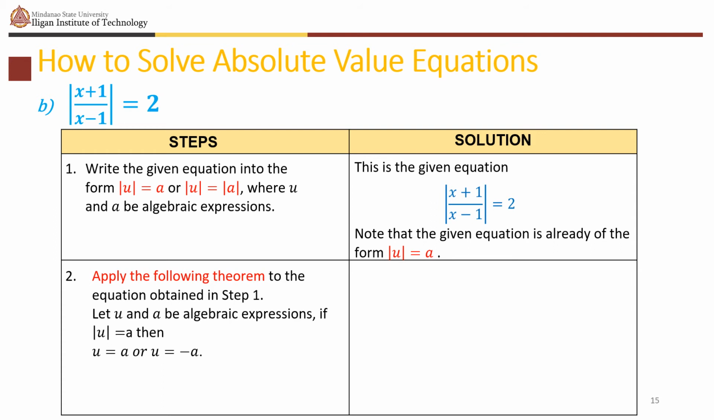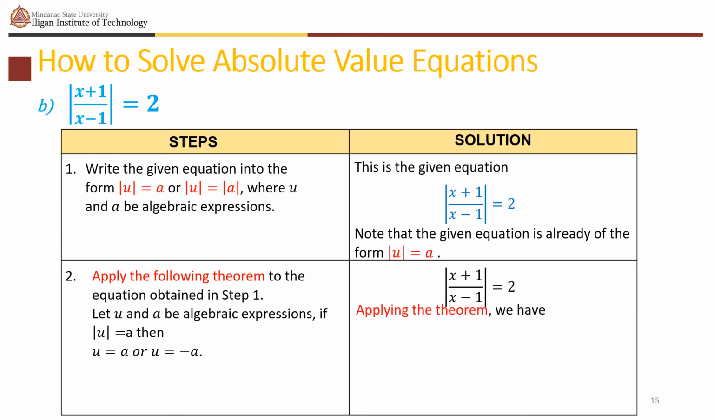So we have to apply the following theorem to the equation obtained in step 1. That is, we let u and a be algebraic expressions, wherein if you have absolute value of u is equal to a, then you get rid of the absolute value sign there: u equals a, or again u equals, this time, minus a. So from this, we now can rewrite the absolute value of x plus 1 over x minus 1 equals 2 as follows.